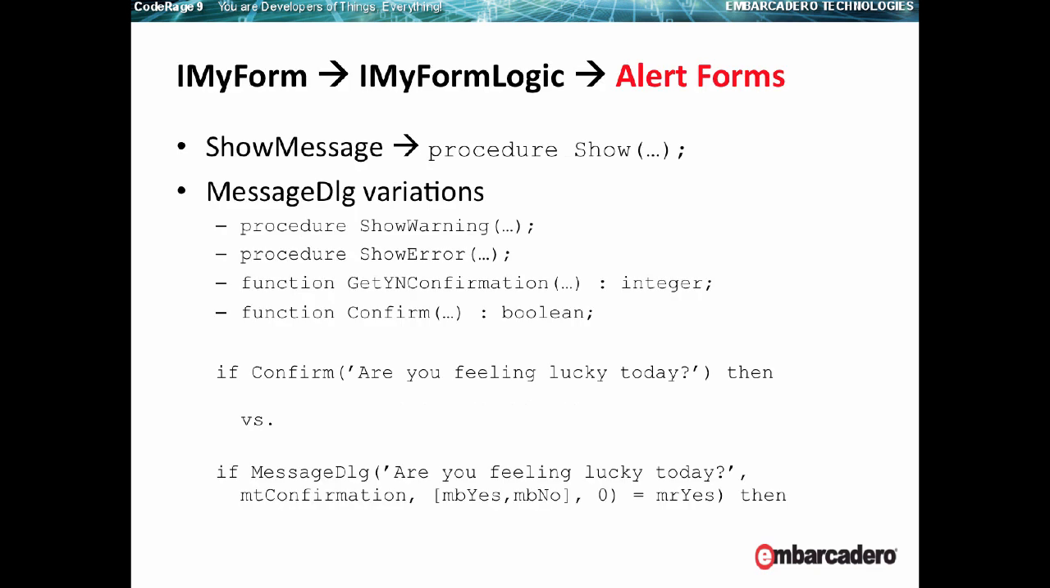So for instance, if we're working with alert forms, the ShowMessage method we might want to hide behind just the Show method. We could create for MessageDlg variations, ShowWarning, ShowError. When I like GetYN, or get a yes/no confirmation, or even really abstract it out and have a Confirm method. So we'd say if Confirm('Are you feeling lucky today'), then, versus if MessageDlg('Are you feeling lucky', mtConfirmation, [mbYes, mbNo], 0) = mrYes. Much easier to read when it just says if Confirm, right?